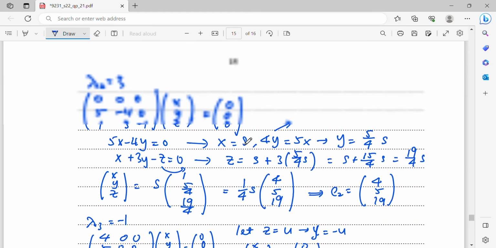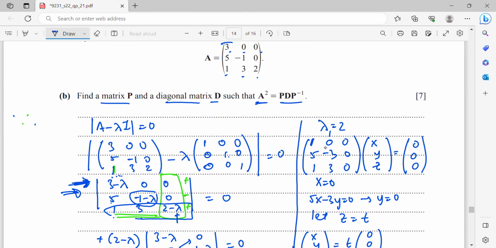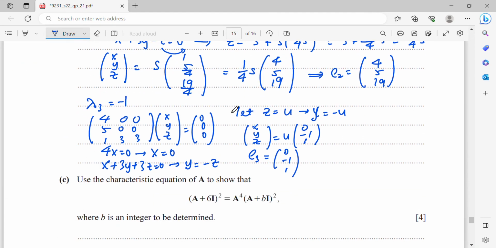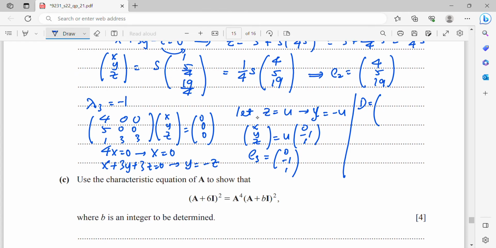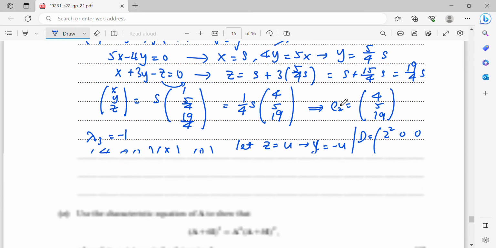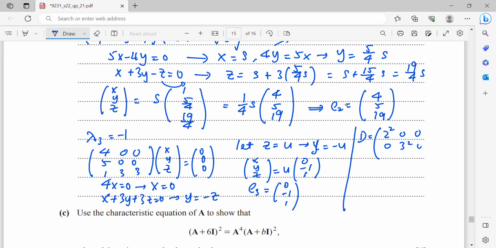Okay, so after this, you have to refer back to the question. This is A squared equals to PDP inverse. A squared means that you have to square the diagonal matrix. So actually, the diagonal matrix consists of all the lambda values. But now you have to square it. Okay, so now, final answer, the D is going to be square of the first lambda. So our first lambda is 2. So now, it will be 2 squared, 0, 0. Then my second lambda is 3. So 0, 3 squared, 0. Then my last lambda is minus 1. So here's 0, 0, minus 1 squared. This will be my D.